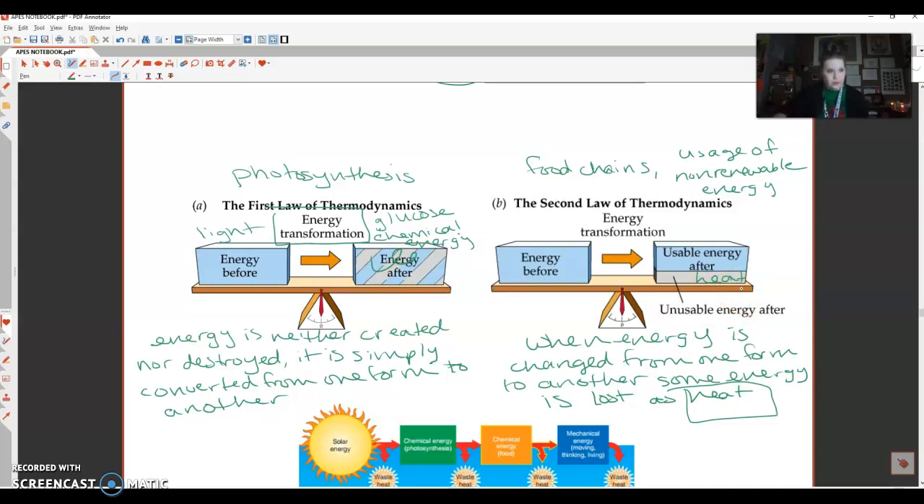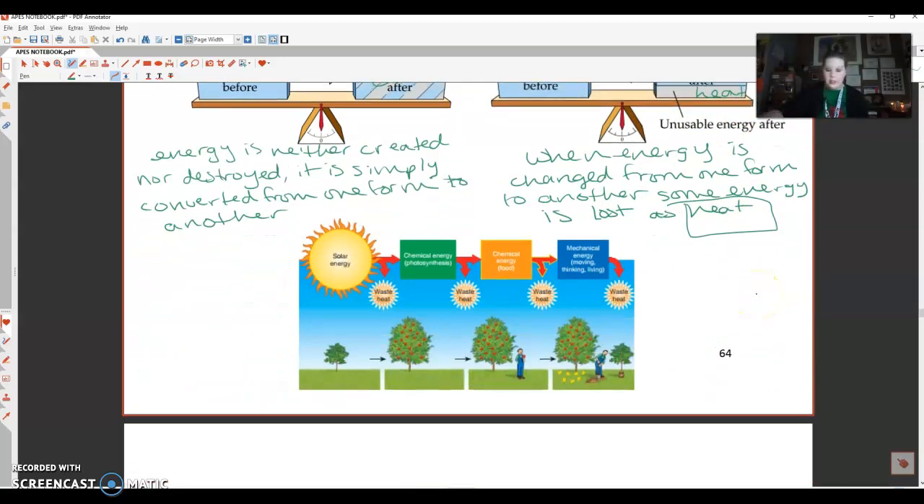Okay, so let's look at an example right here. This is the second law of thermodynamics. All right, so we have solar energy. This is converted into chemical energy. Guess what? That's the first law, right? The chemical energy is converted into food for the plant. That's also the first law of thermodynamics. Okay, chemical energy can then be transferred into mechanical energy. That's also the first law.